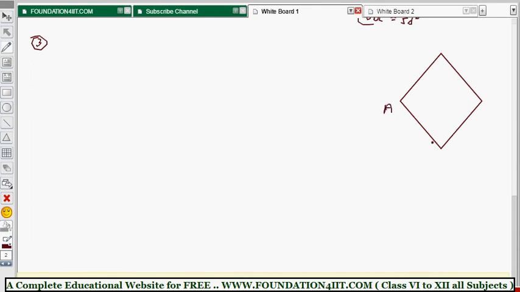ABCD is the rhombus and BD is the diagonal, from B to D. Angle A is given: angle A is equal to 70 degrees. So from the adjoining figure, ABCD is a rhombus. If angle A is equal to 70 degrees, find angle CDB.